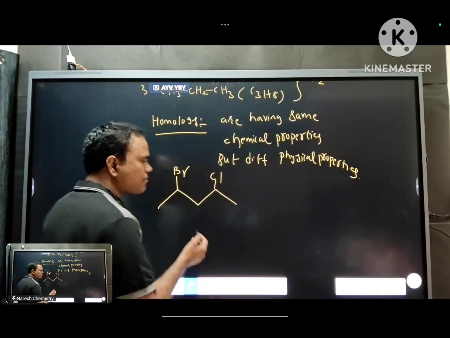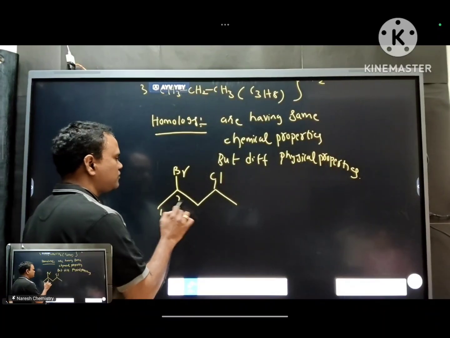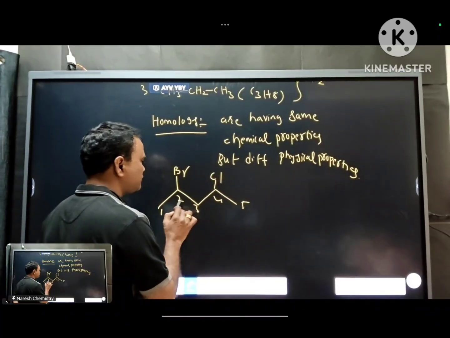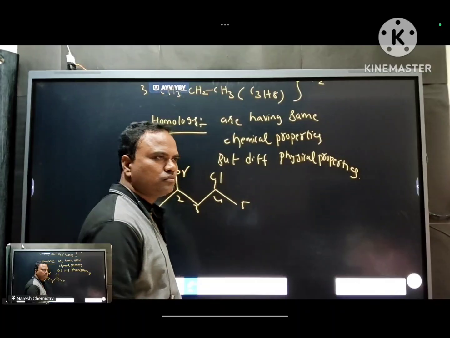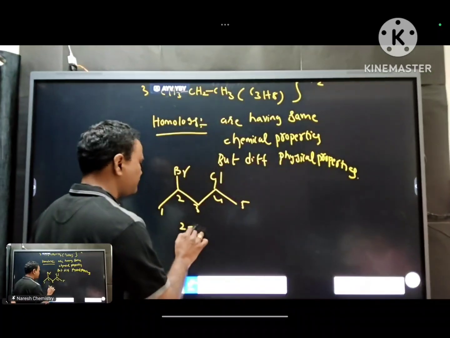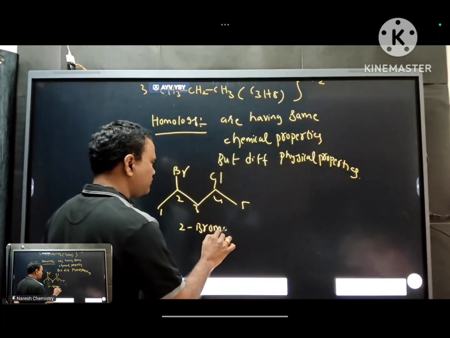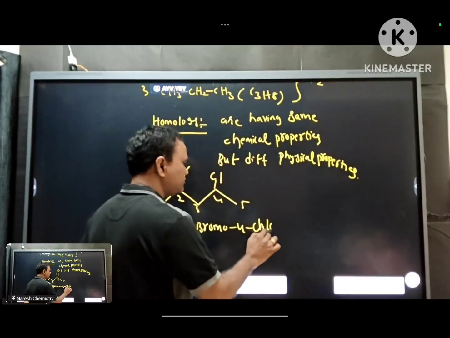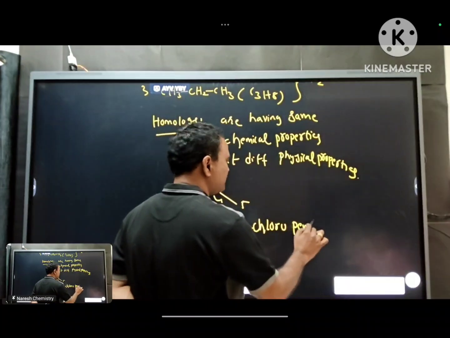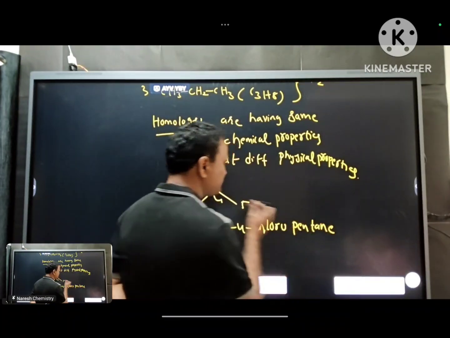Now its name is: 1, 2, 3, 4, 5. 2 bromo, 4 chloro, pentane. 5 carbon atoms are there, pentane.